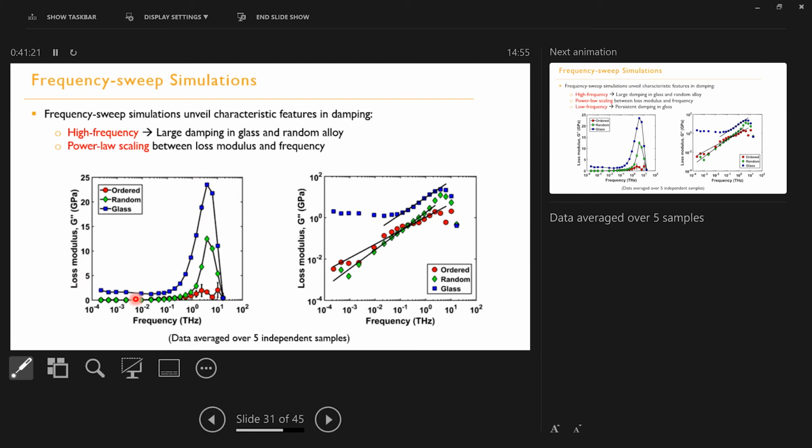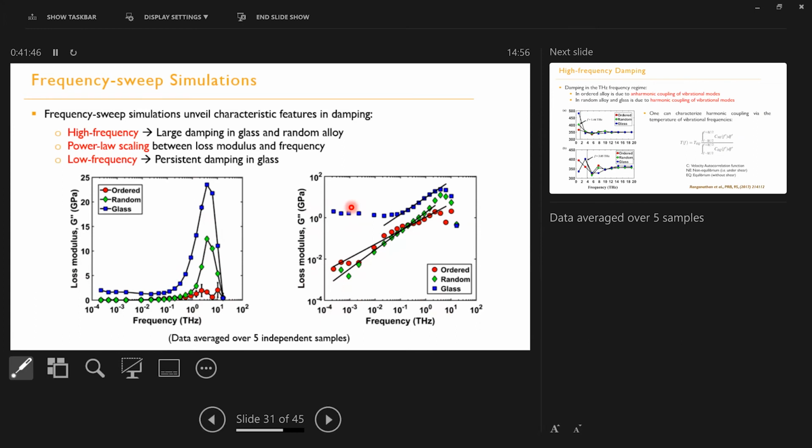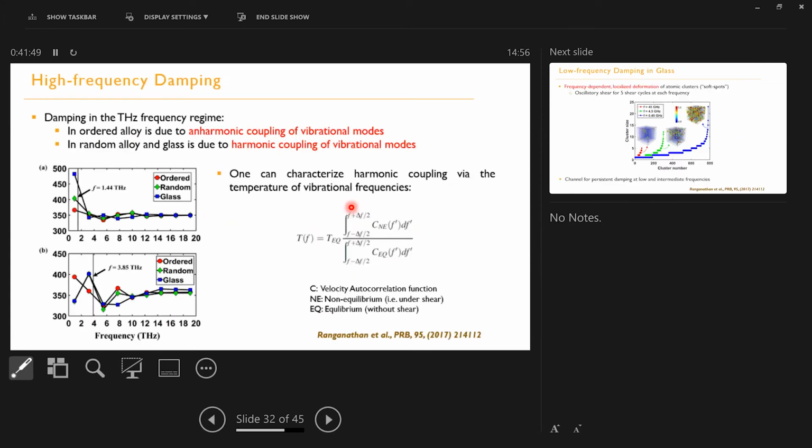The other interesting thing is the rate at which they go to zero at low frequency. So the ordered and random alloys, they show a power law behavior. This is the same data for loss modulus as a function of frequency plotted in a log scale. You see that it's going down to zero in a power law fashion. Okay? Whereas the glass alloy clearly shows that it doesn't go down to zero. Okay. So why is that the case?